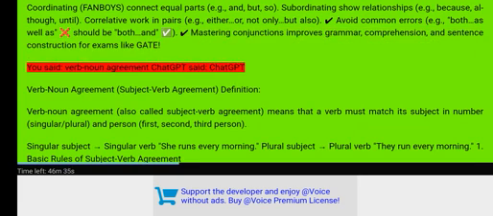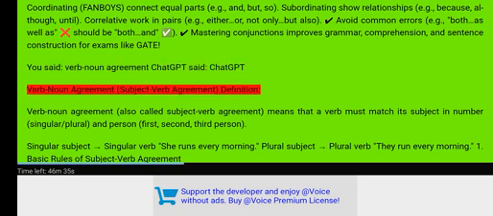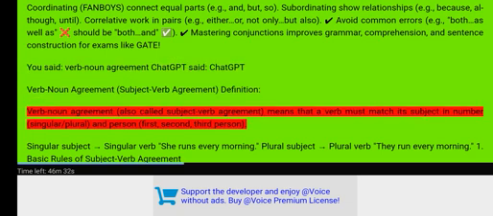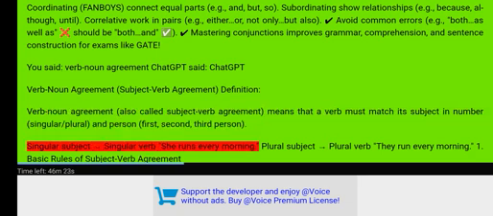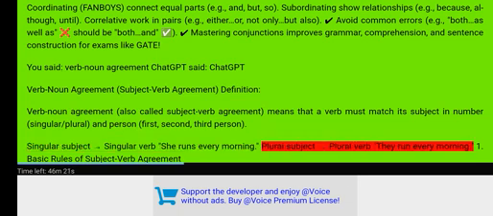Verb noun agreement, subject verb agreement, definition. Verb noun agreement, also called subject verb agreement, means that a verb must match its subject in number, singular or plural, and person, first, second, or third person. Singular subject, singular verb: she runs every morning. Plural subject, plural verb: they run every morning.